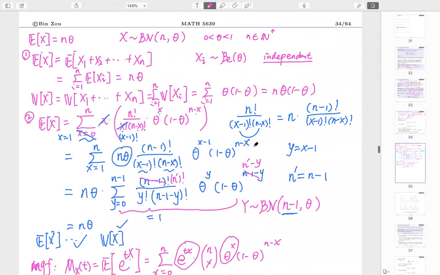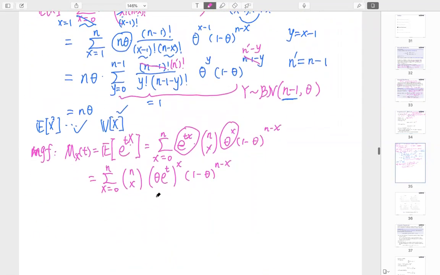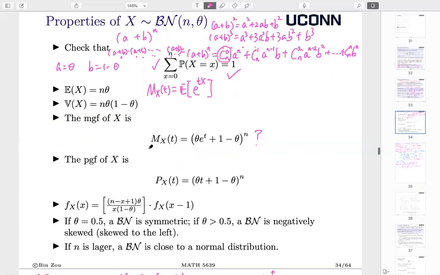A will be, according to this, your a, right? So this part is your a. This part is your b in the binomial expansion. So my result will be theta times e to the t plus 1 minus theta, to the n, right? Because the maximum is n. So this is exactly what we have down here. So I just proved the MGF.